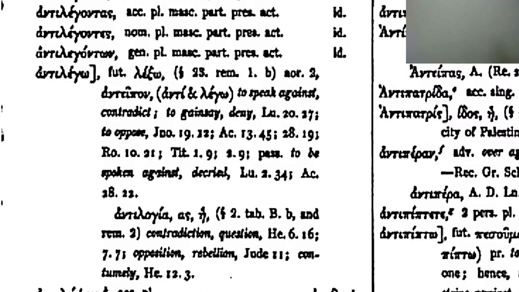They're almost the same, but not quite. To speak against, contradict, or in Luke 20:27 it's translated as to gainsay. But then in John 19:22, I think, it means to oppose. Well, I can deny something, but oppose is stronger. I'm opposed to it, this as opposed to that. And so that's why when you hear me say specifically in Romans 2:17 or whatever it is, there was a specific meaning.